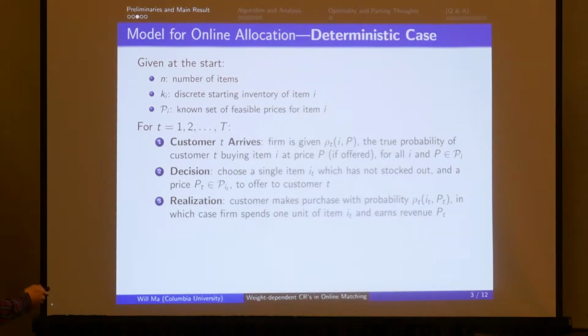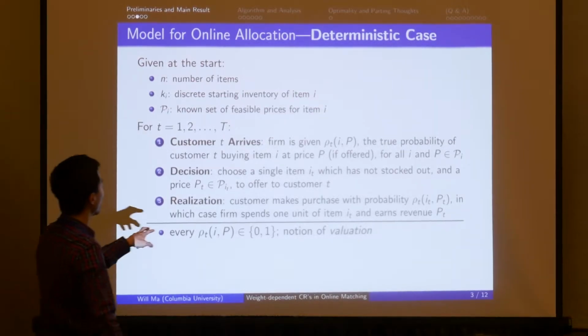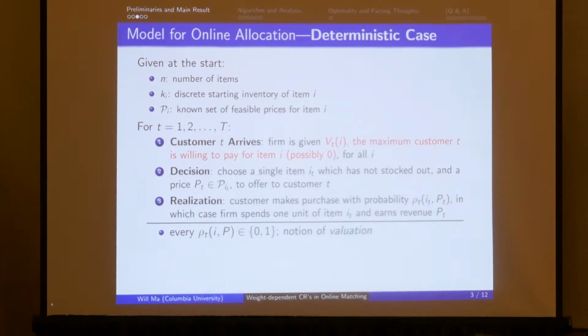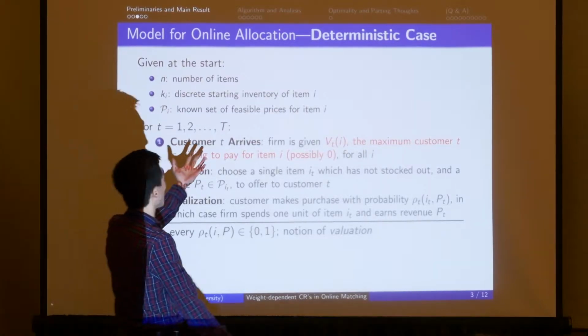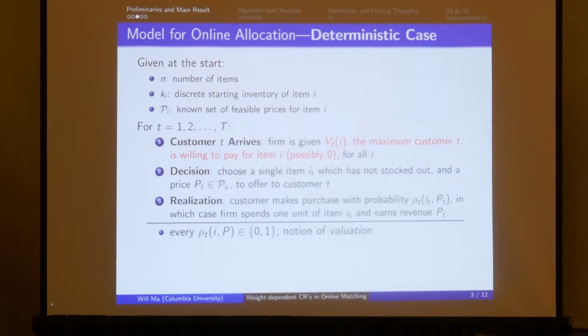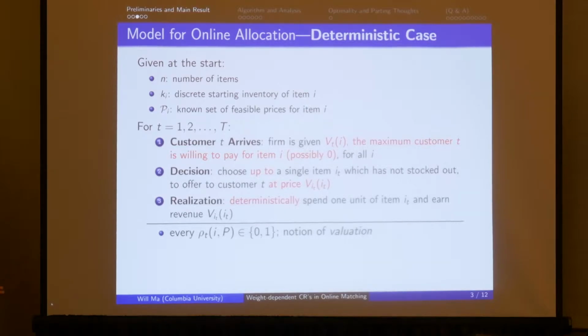Okay, but I will consider a special case which I call the deterministic case. This is like the online matching setting where each of the purchase probabilities is either 0 or 1. And in this case, the problem reduces to essentially, when a customer comes, we observe the valuation, or the maximum price at which they're willing to buy each item. And the decision is simply to choose up to one item to offer to the customer at their highest willingness to pay, which I'm assuming we know. And in this special case, the realization is deterministic. There's no purchase probability. I know that they're going to buy the item. So this is like the online edge-weighted matching setting.